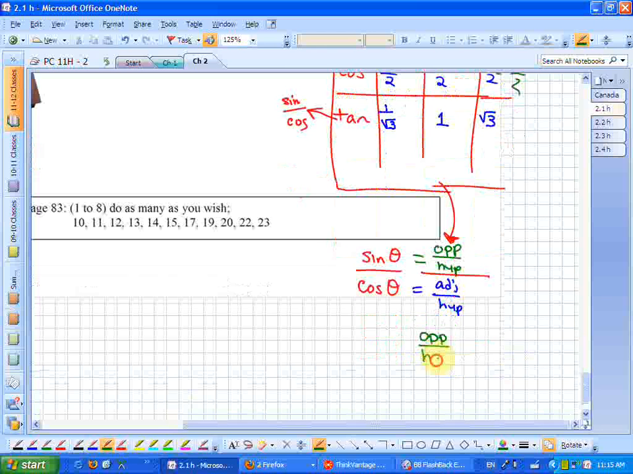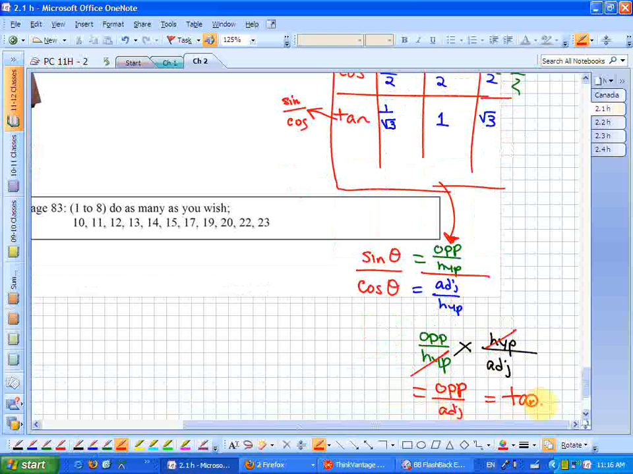So I'm going to take my first fraction, opposite over hypotenuse. Dividing is the same thing as multiplying by the reciprocal. What's the reciprocal of adjacent over hypotenuse? Hypotenuse over adjacent. So what does that become? They cancel, what do we get? Opposite over adjacent, which is lovely tangent. Yay. Okay?